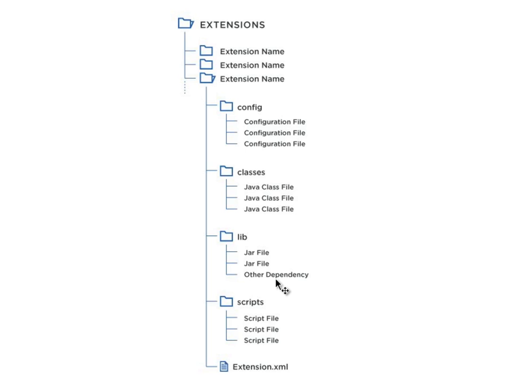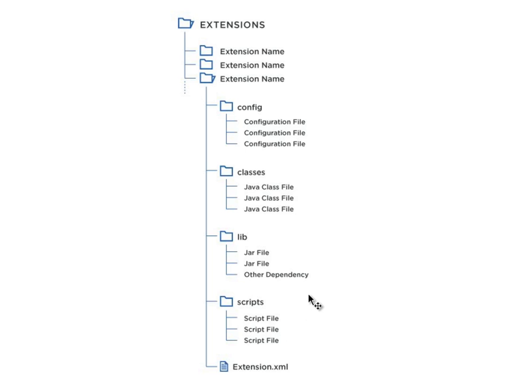So if you wrote your extension using Java, the compiled jar file or jar files would end up here in this lib directory. If you happen to compile Java class files instead of a jar, you would put them in this classes directory. Usually they're jar files, and you just throw them here in the lib directory.